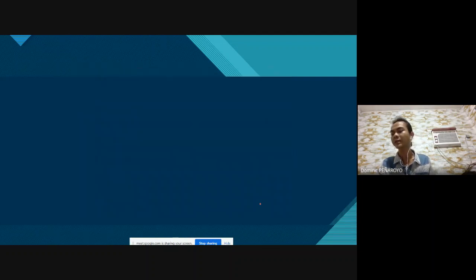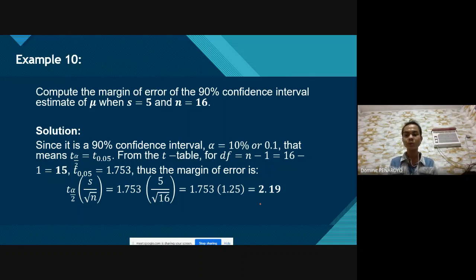So substitute lang natin lahat ng ating given sa ating formula. So again, this is our formula for margin of error. So t alpha over 2, comma df, times s over square root of n. So that is 1.753 times 5 over square root of 16. So that would give you 1.753 times 5 over square root of 16. Your answer is 2.19125. Okay? Or approximately 2.19.